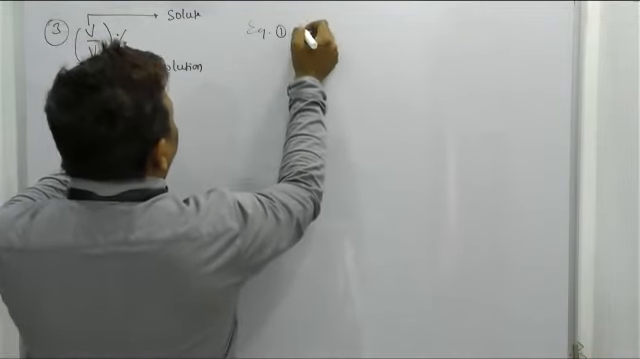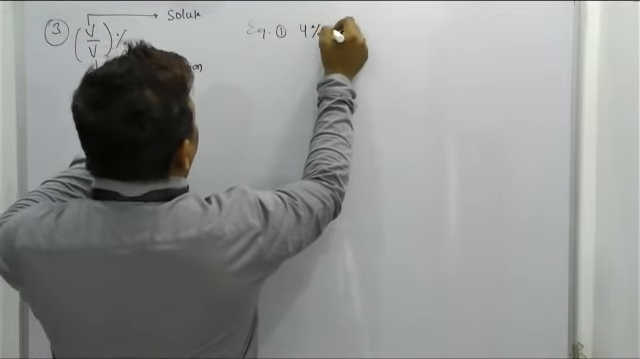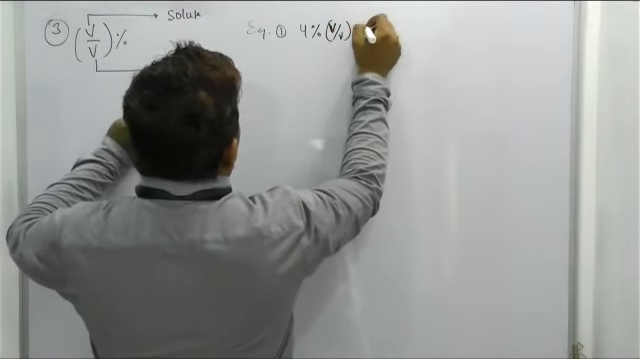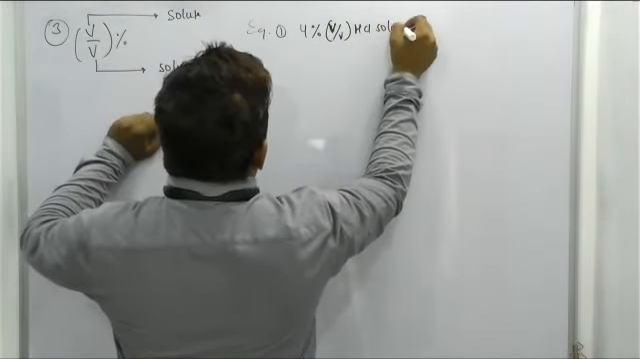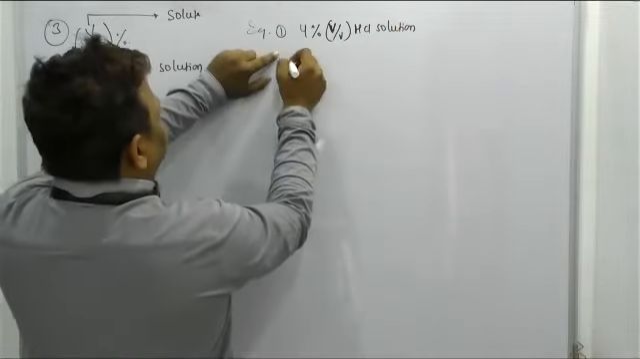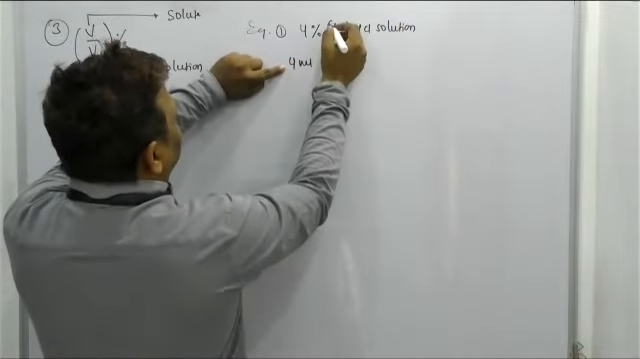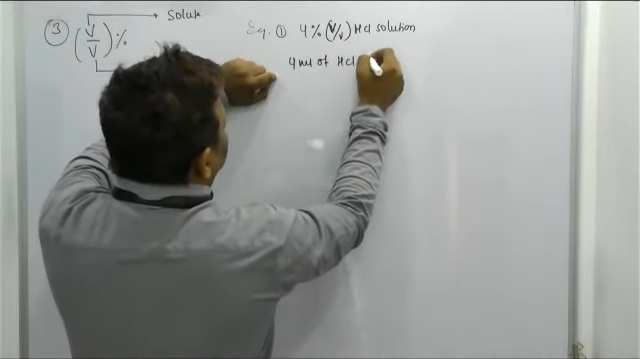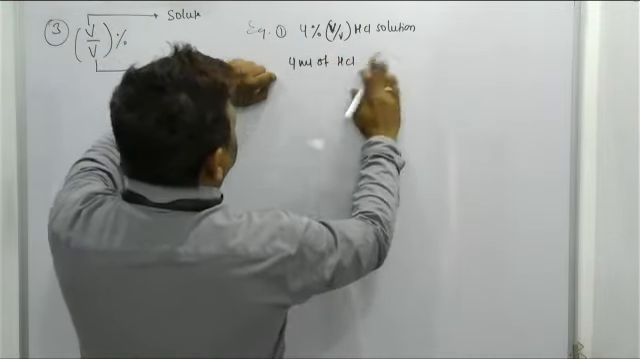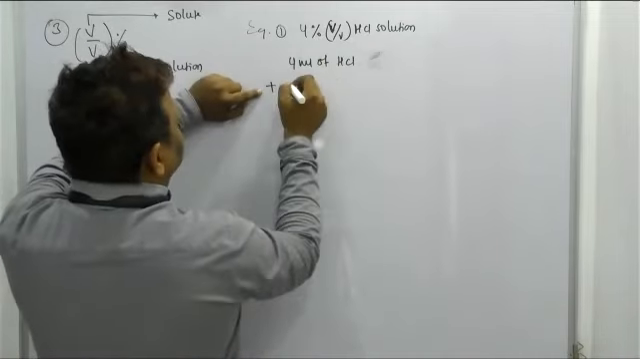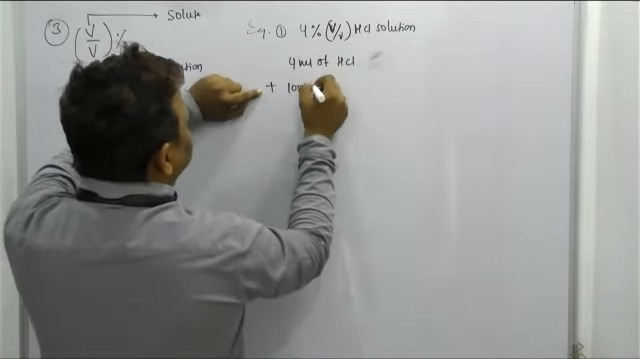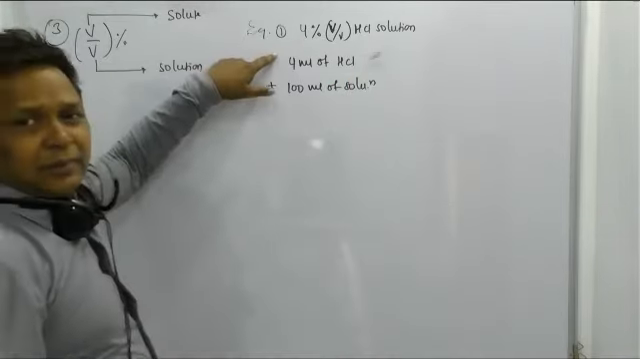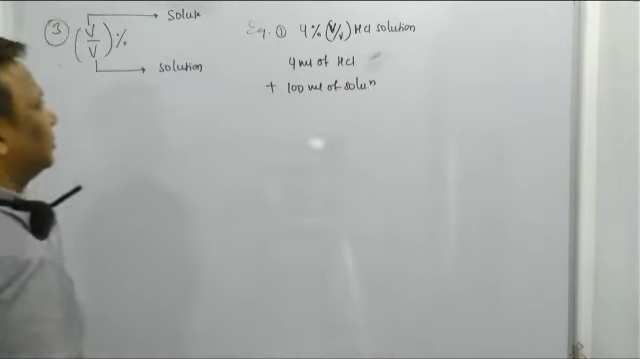Sir, I am having 4% V by V HCl solution. But what does this indicate? Obviously 4 ml, V means ml, 4 ml of HCl is present in, percent means 100, this V means ml of the solution. 4 ml of HCl present in 100 ml of solution.